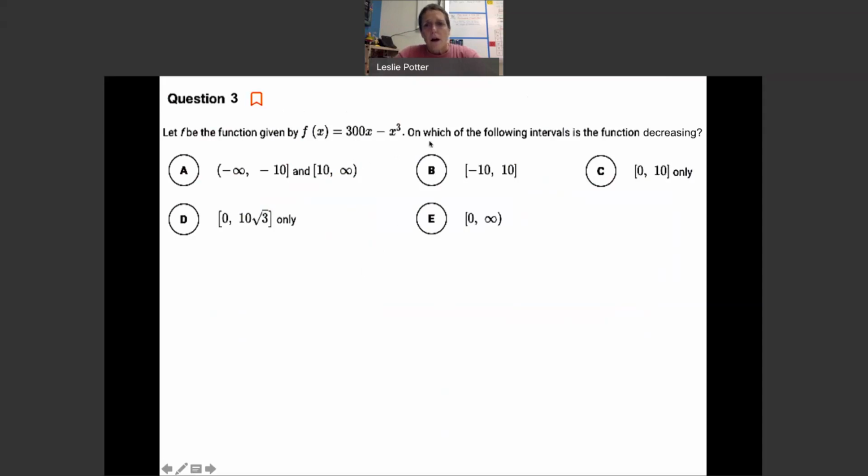So we have a function. Which of the following intervals is the function decreasing? So we're just being asked for decreasing. We know we're being asked for a negative derivative. So we're going through that process. Let's find the derivative. Here's the function.